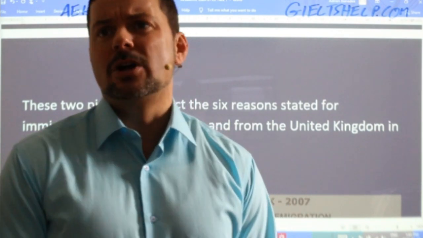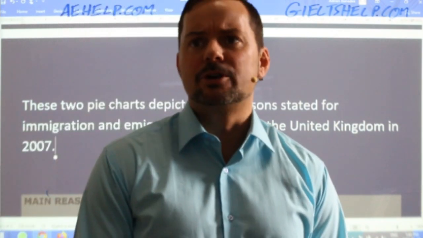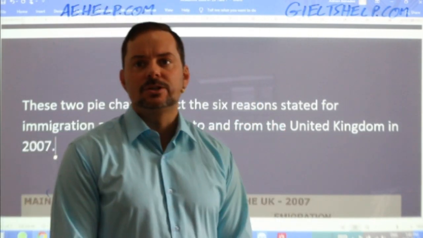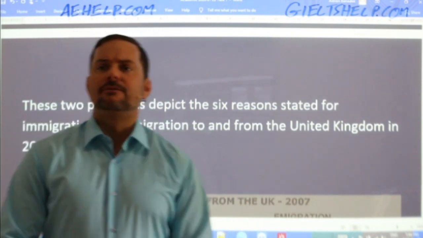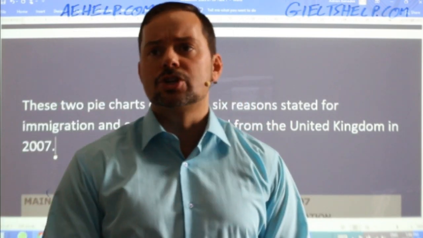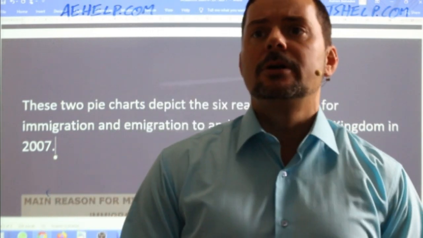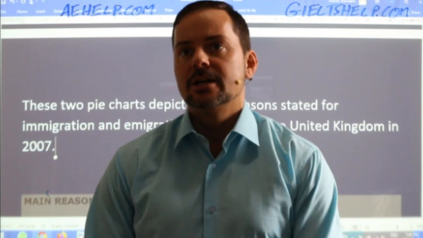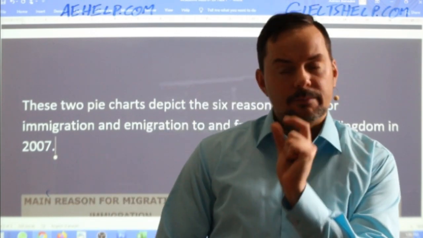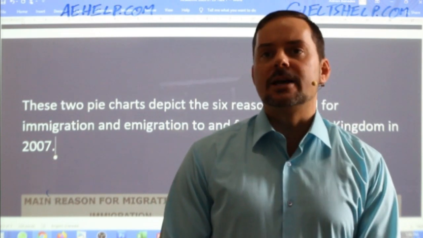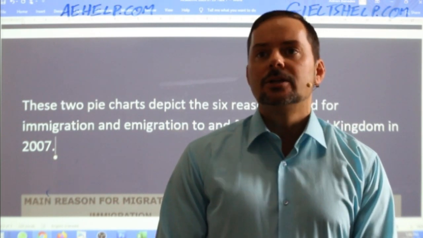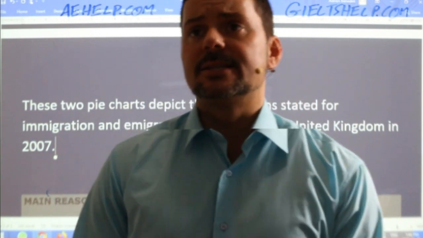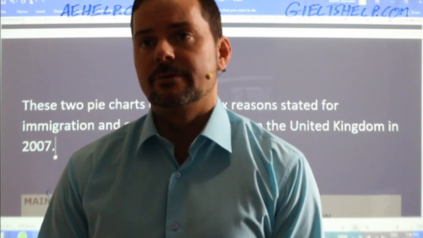Another way you could say it, Ferdavs, to keep it simpler, is for immigration and emigration in the UK with percentages in 2007. Okay, otherwise it's good. Charlie Sen says the following 2 pie charts describe the proportion of 6 reasons why people immigrated to the UK as well as emigrated from the UK. So Charlie, not bad, just a little bit of correction, okay? You can use the past tense there, Charlie, because it's in 2007, right?